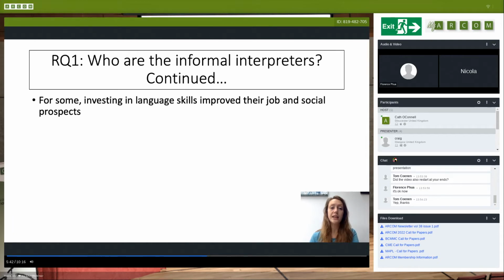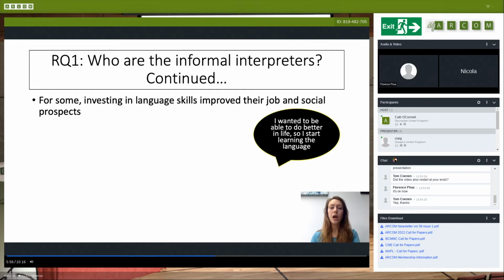For some, investing in language skills improved their job and social prospects. So for many this happened perhaps incidentally, but for some it was actively pursued. For example, one Mexican participant said, "I wanted to be able to do better in life, so I start learning the language." And indeed, he managed to progress his career through this means.